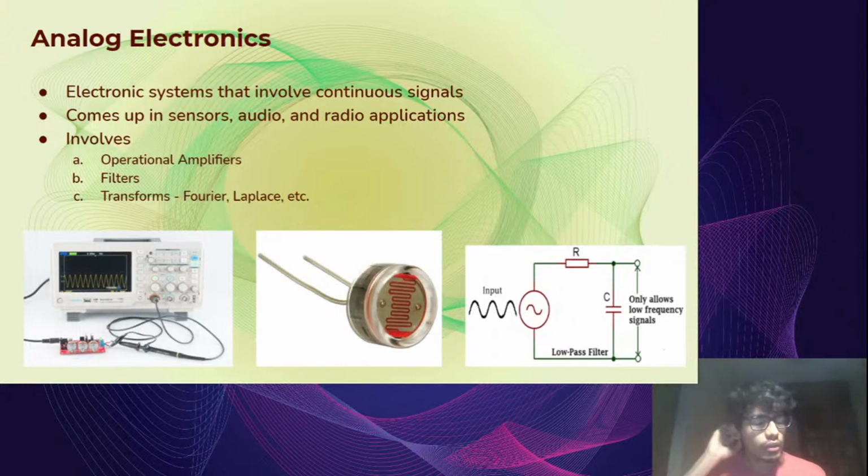More advanced topics include Fourier and Laplace transforms. The Fourier transform in particular is very widely used throughout electronics. What it basically does is convert a signal into its individual frequency components. More on that later, or you'll come to know about that later on.